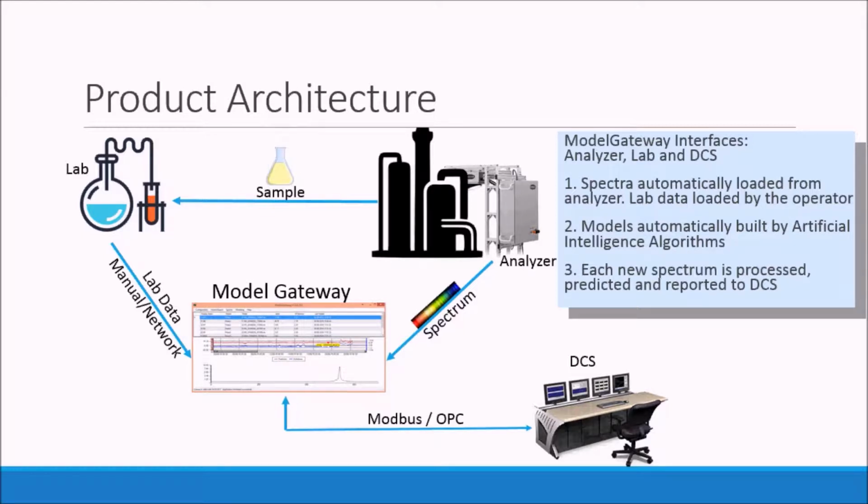Once spectra and lab data were loaded into the database, the Model Gateway builds the model for every property, and the models are being saved for further usage. The next spectrum that will be acquired from the analyzer will be predicted using the current model, and the prediction will be sent to the DCS over Modbus or OPC.